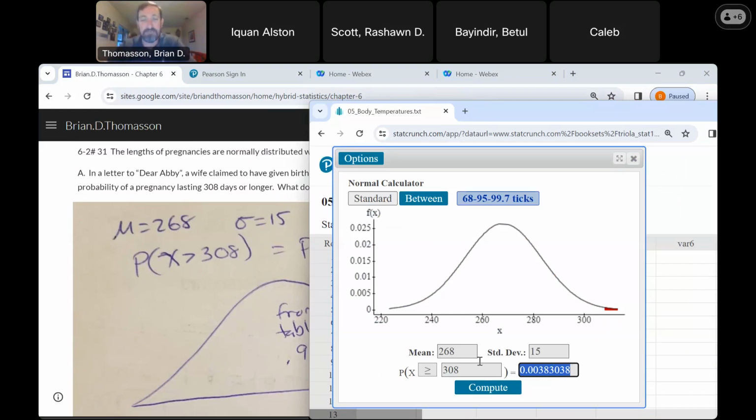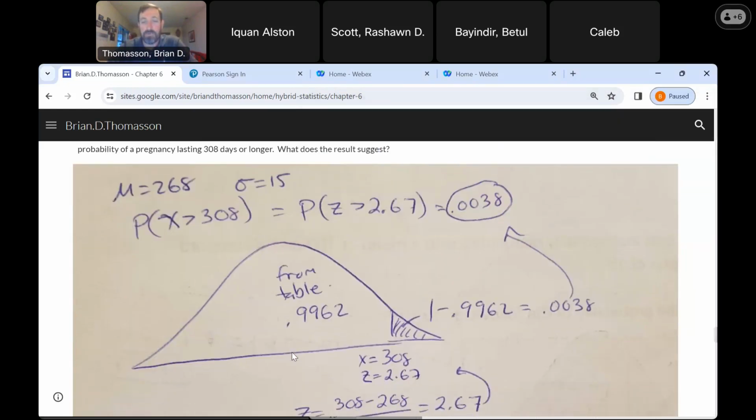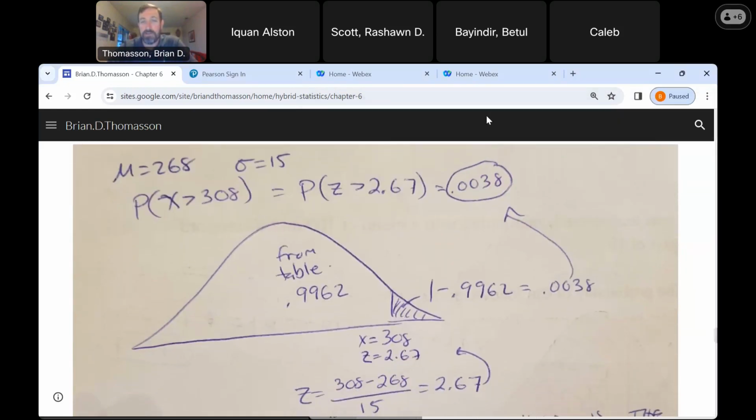Okay. All right. So that's what we were given. Notice that we were given the outside number of the 308, and what we're looking for is this probability, which was very, very low. Okay.